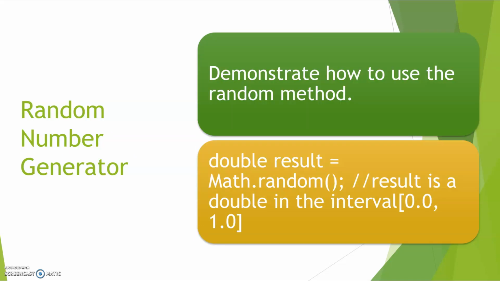Random number generator. The random number generator from the Math class returns a double value in the range of 0.0 inclusive to 1.0 exclusive, including 0.0 but not including 1.0. An example of using it would be Math.random(). Again, it's going to return a double in the interval of 0.0 to 1.0 exclusive.